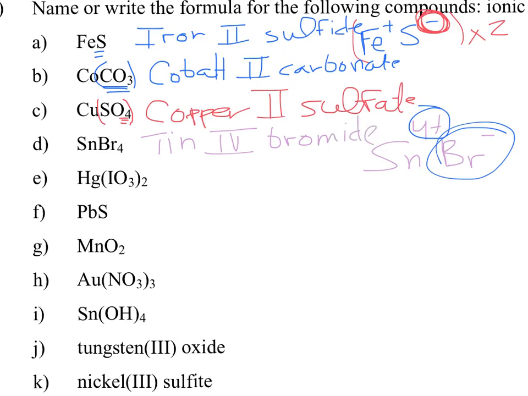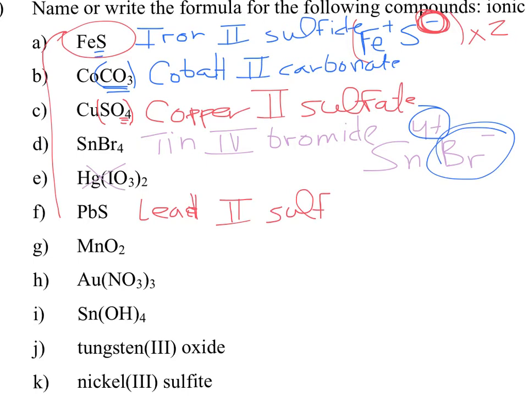I'm going to be honest with you, I'm skipping E because I don't like mercury compounds. The next one is lead. This one is just like A, identical to A, and so it's going to be lead 2 sulfide.